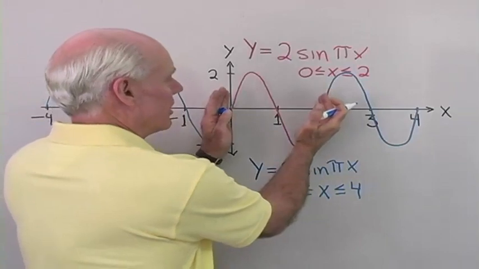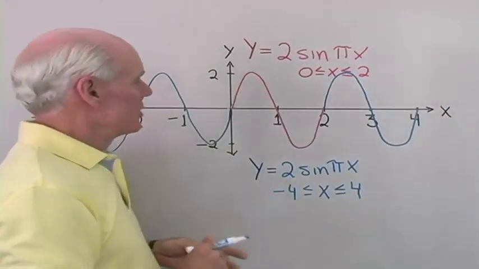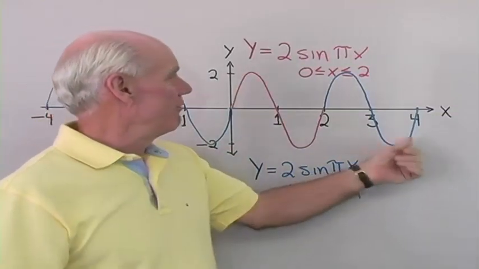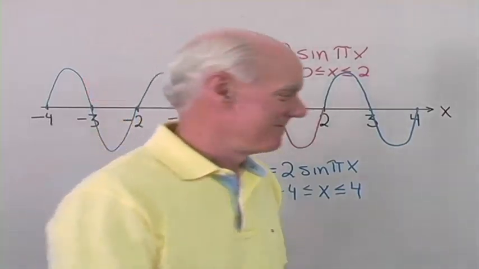So there's what the graph looks like between -4 and 4, and you can see I've got one cycle here. Here's another one. That's 2 cycles, 3 cycles, 4 cycles. So between -4 and 4, this graph goes through 4 complete cycles. Let's work a couple more problems.